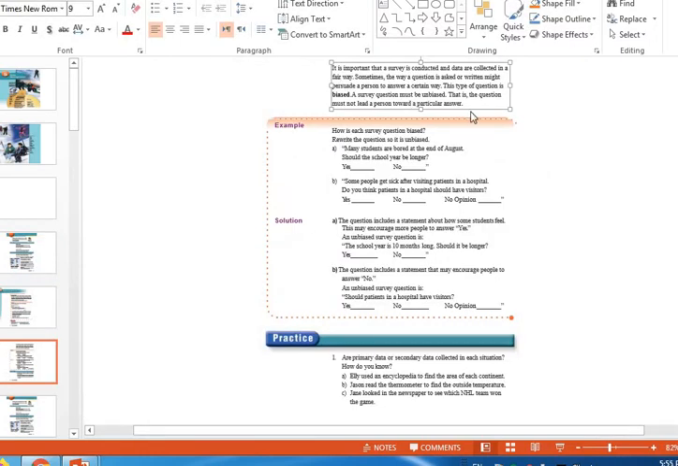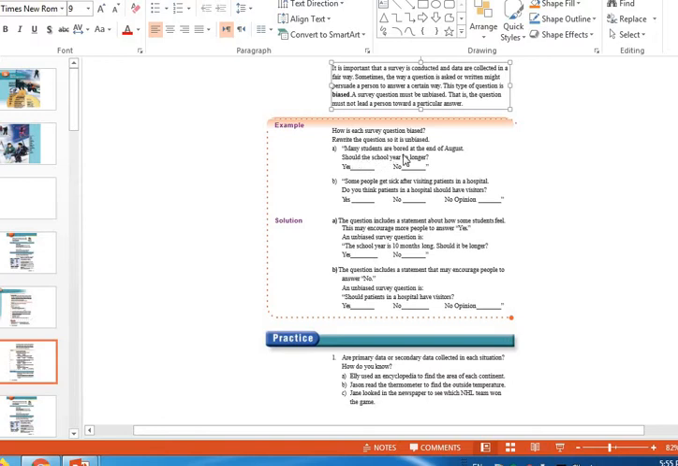Moving to this point, it's also important that a survey is conducted and data are collected in a fair way. Sometimes the way a question is asked or written might persuade a person to answer in a certain way. This type of question is biased. A survey question must be unbiased. That is, the question must not lead a person toward a particular answer. How come? Let's do an example to understand what we are saying. How is each survey question biased? Rewrite the question so it's unbiased.